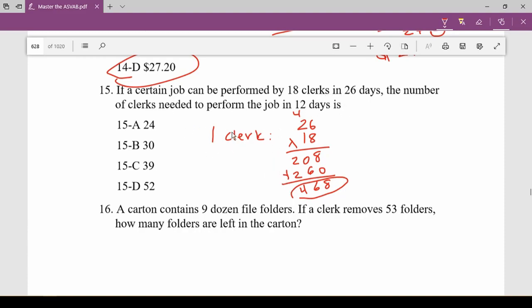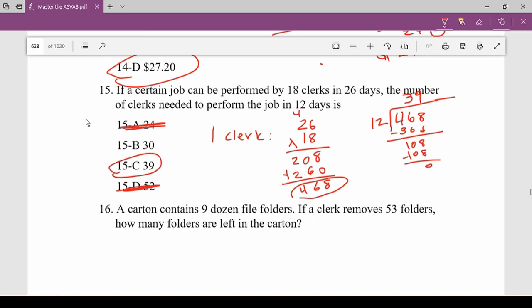How many clerks will it take them to do the job in 12 days? So we're going to do 468 divided by 12. Again, 12 times 4 is 48. 12 times 3 is 36. So we know this is going to be 3. 12 times 3 is 36. Subtract. So right away we can eliminate 52 and 24. We know the answer is going to start with a 3. 46 minus 36 is 10. Drop down this 8. 12 goes into 108, as we saw earlier, 9 times. 9 times 12 is 108, so there's no remainder. So the answer to this question is 39. This is a fairly difficult question, to be honest with you.